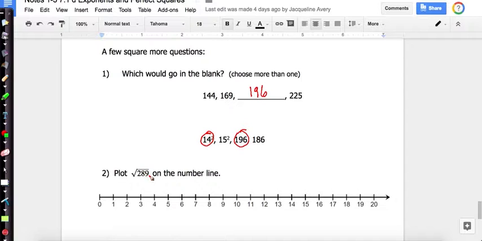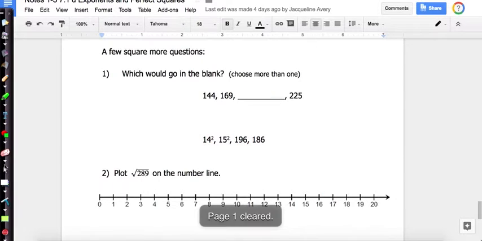Now it says plot the square root of 289. So this is the square root symbol. In other words, this question says, what times what equals 289? Or another way of saying this would be, if I had an area of 289, what would the length of one of its sides be? It ends in a 9. So I'm looking at 13 times 13, because 3 times 3. And I'm looking at 17 times 17, because 7 times 7 is 49, and that ends in a 9 as well. I know that 13 squared is 169, so it must be 17 squared. So I would put a dot on 17.